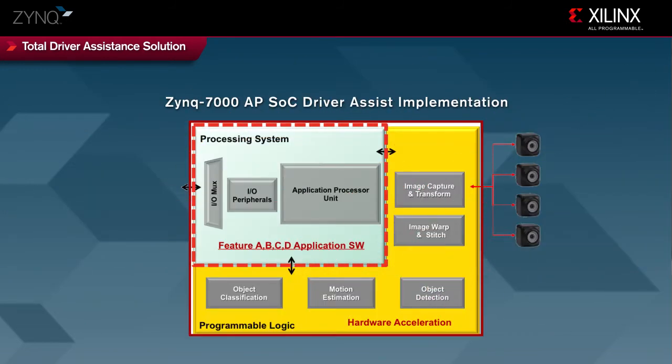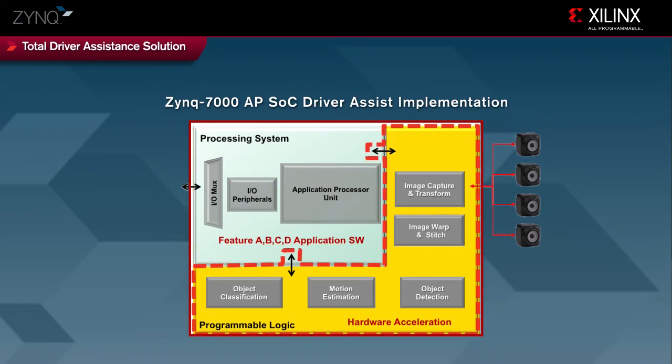Looking at a Zynq-7000 based DA implementation, a homogeneous software-centric architecture is now possible, where any number of features can be implemented with optimal hardware and software partitioning. The high bandwidth AXI interconnect between processor and logic supports highly granular partitioning through the use of any number of customized hardware accelerators.